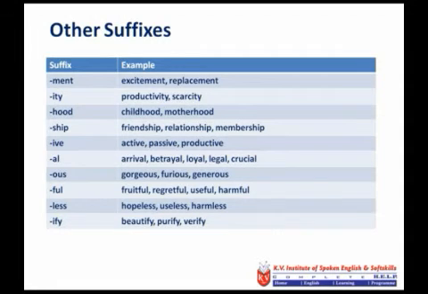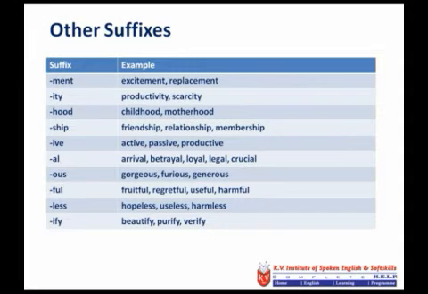OUS form. It can be used in gorgeous, furious, generous. FUL, which can be used in fruitful, regretful, useful, harmful. Less: hopeless, useless, harmless. IFY, which can be used in beautify, purify, verify.